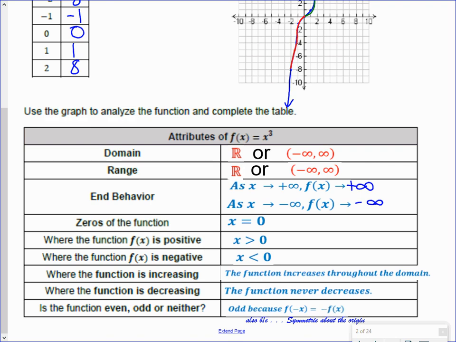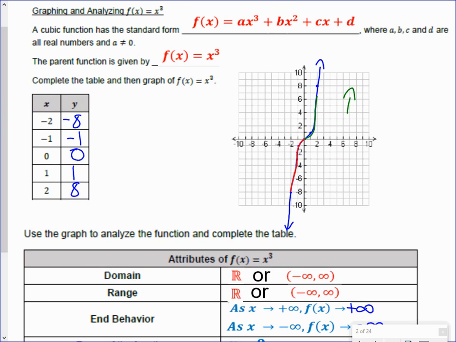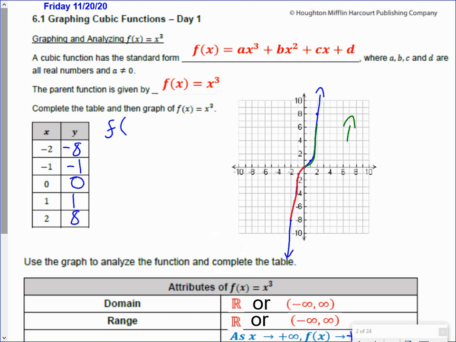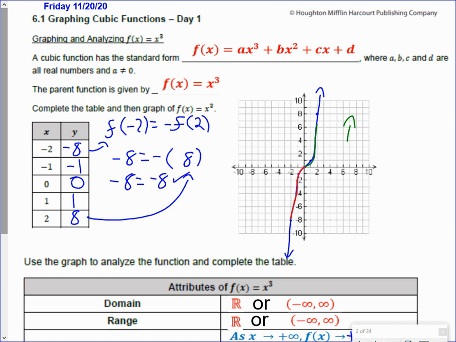To expand on that, if we go back to our table and do f of -x, let's say f of -2 should equal -f of 2. f of -2 we said is -8. That's going to equal -f of 2, and f of 2 we said is 8. So -8 equals -8. We meet the requirement for this function to be odd.